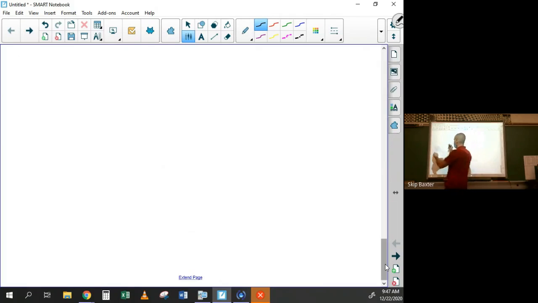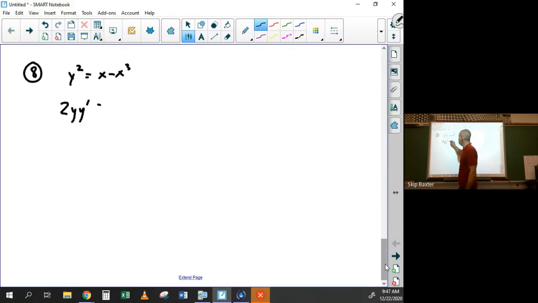So this is an implicit differentiation problem. You just want to find out when the derivative is undefined. So we have y squared equals x minus x cubed. Oh, it's y squared. Oh, you thought it was y? Yeah. So this is 2y prime equals 1 minus 3x squared. Solve for y prime. So y prime equals 1 minus 3x squared over 2y.